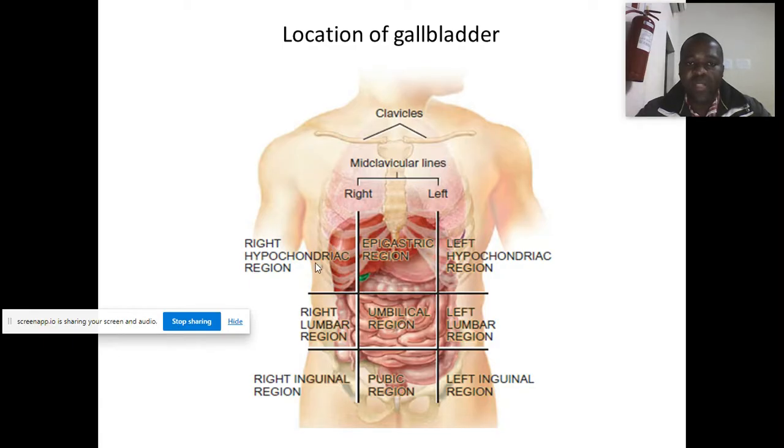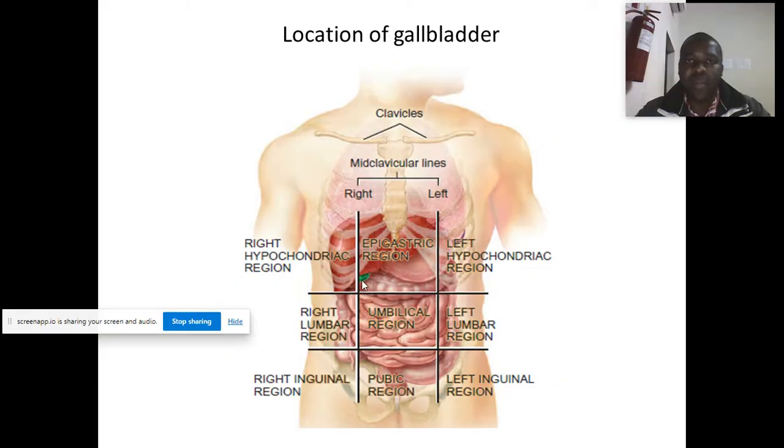There's a right hypochondriac region, then there should also be a left hypochondriac region. There's a right lumbar region, there should also be a left lumbar region. There's a right inguinal region, there should also be a left inguinal region. And then there's a pubic region, umbilical region, and the epigastric. So it's easy to remember these quadrants. Epigastric is above the stomach, umbilical region around the umbilicus, pubic, like the pubic hair, the pubic region. Okay, so these are the nine quadrants.